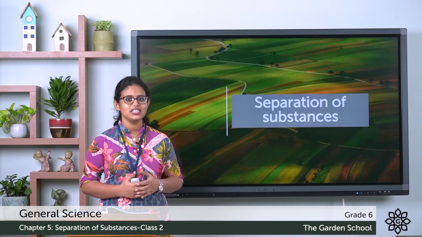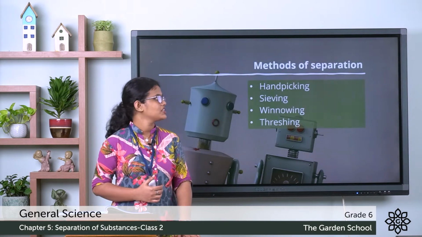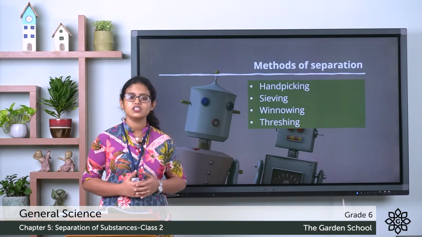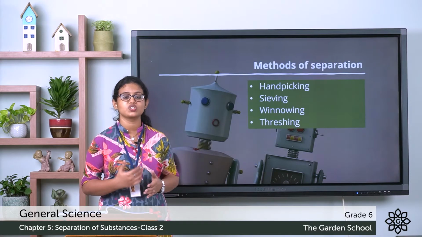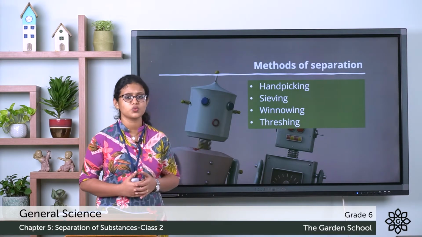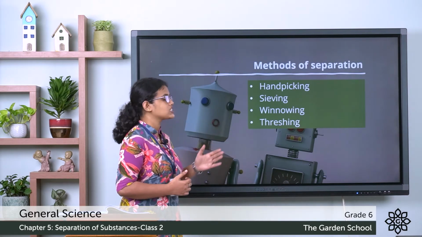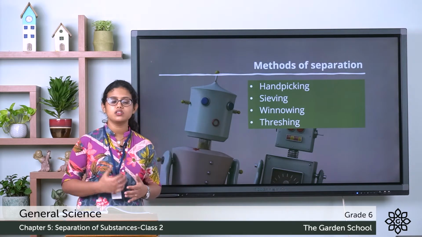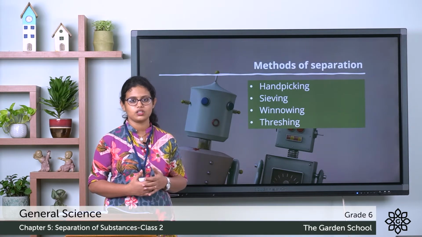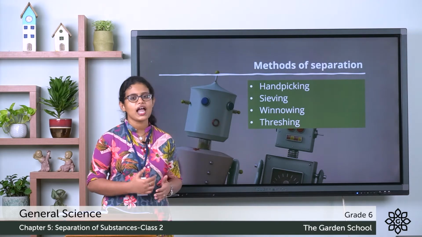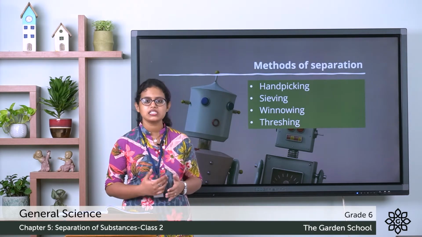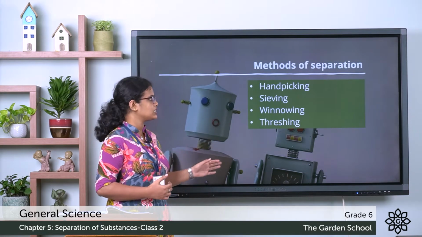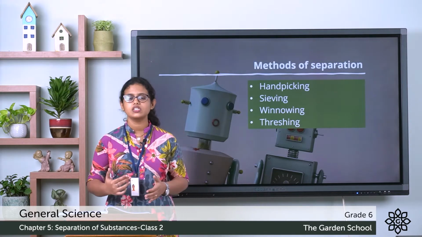So now let's see the methods of separation. Here you can see the different methods of separation of solids. The first one is hand picking, then sieving, then winnowing, then threshing. So which are they? The first one is hand picking. Which is the second one? Sieving. Then winnowing. The last one is threshing. So these are the different methods of separation.